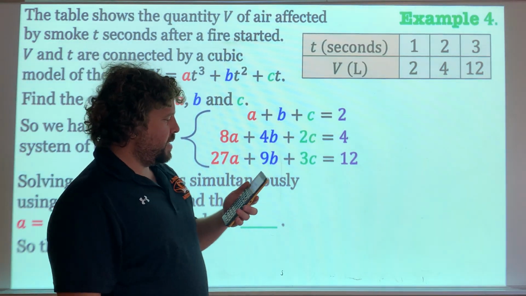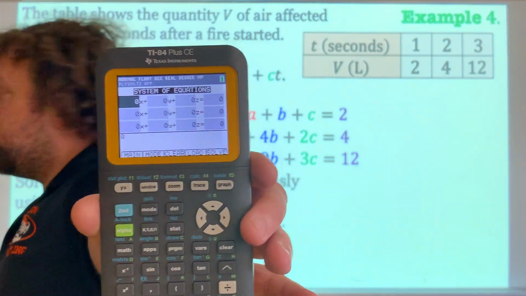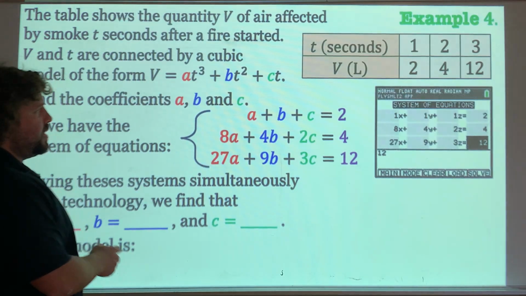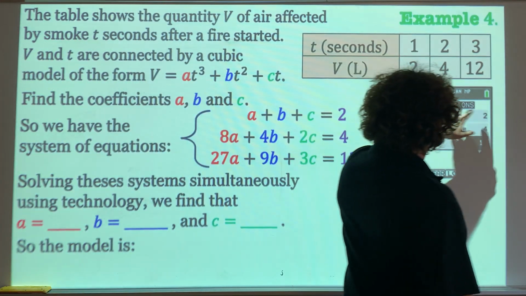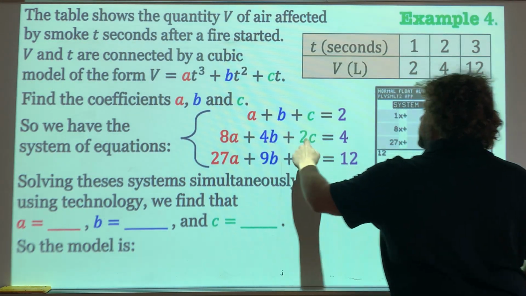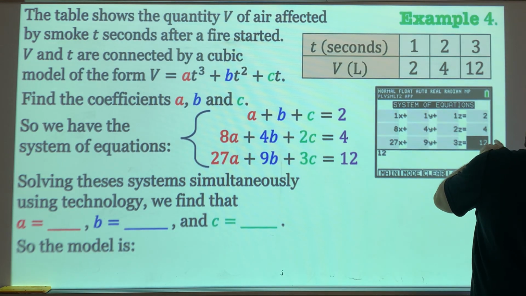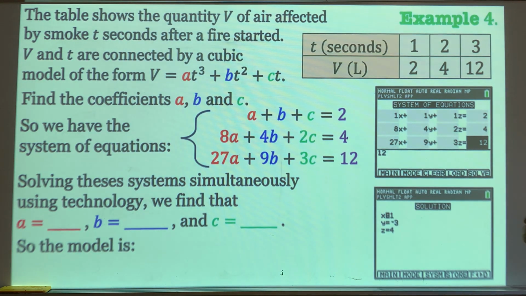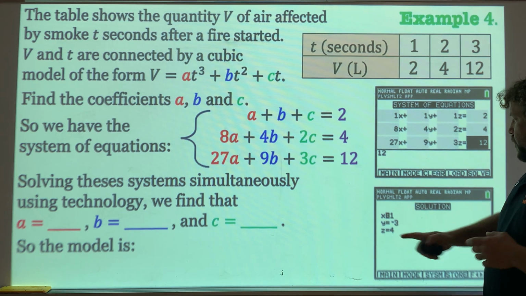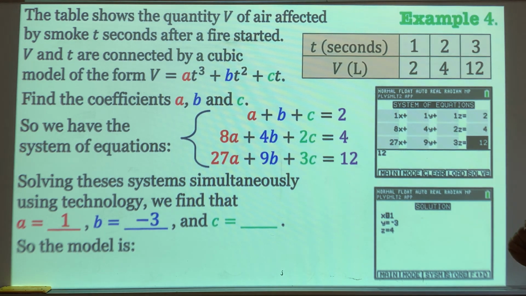Hit the next button. All right, you get into the system of equations that look like this. What you're going to do is put all these numbers in there. I don't feel like typing it right now for you: 1, 1, 1, 2, 8, 4, 2, 4, 27, 9, 3, 12. After you do that, you're going to hit the solve button. All there is to it. You get 1, negative 3, 4. So what that means is A is 1, B is negative 3, and C is 4.